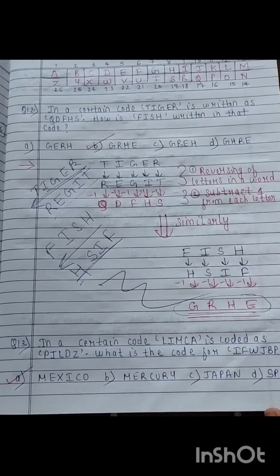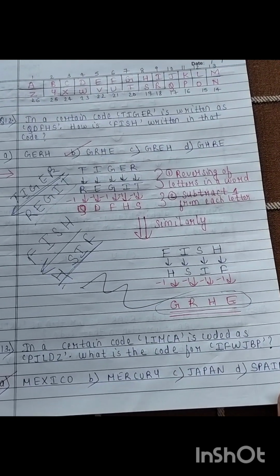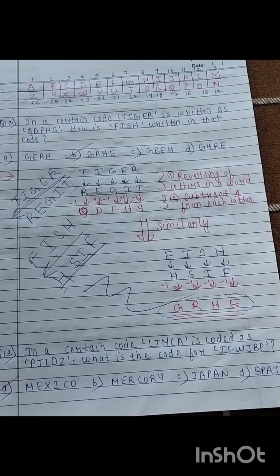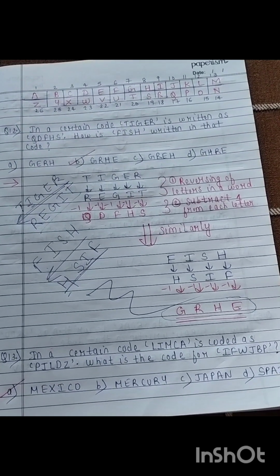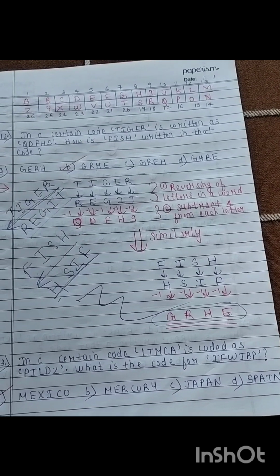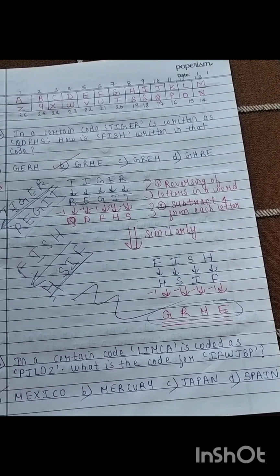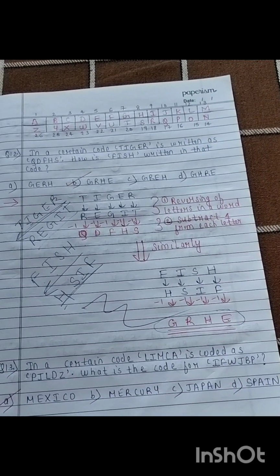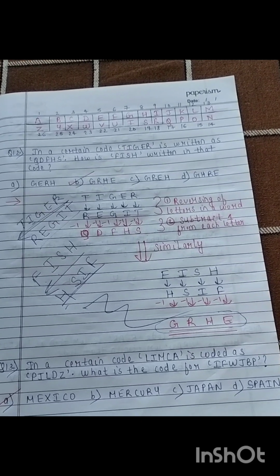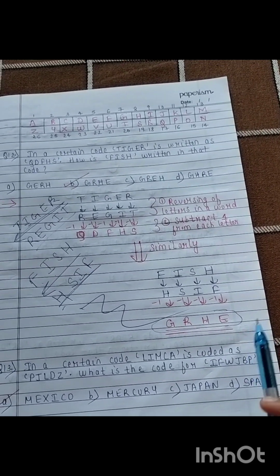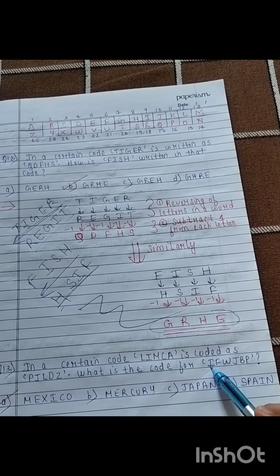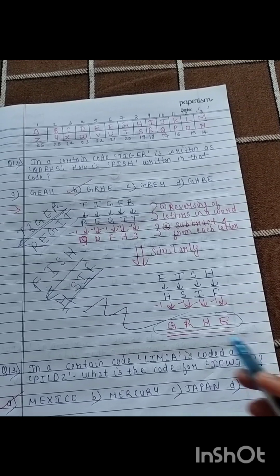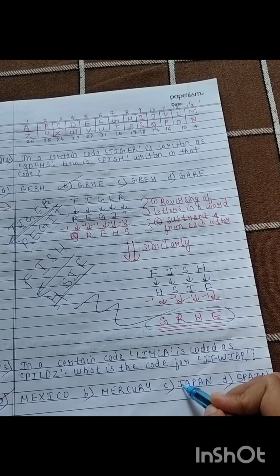Next type of question. In a certain code, LIMCA is coded as PJLDZ. What is the code for IFWJBP? Four options are given to you. You can easily find out the answer by just using a simple logic. See how many letters are there in this word: 1, 2, 3, 4, 5, 6. Correct? So this can't be the option because only 5 letters are there.